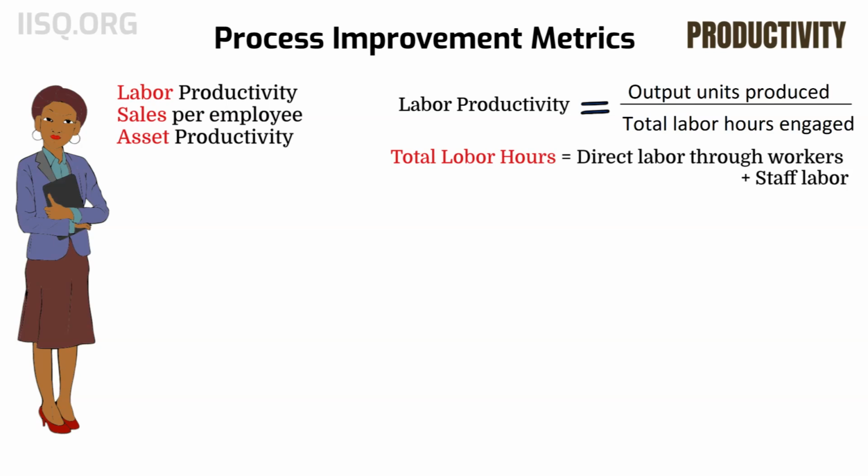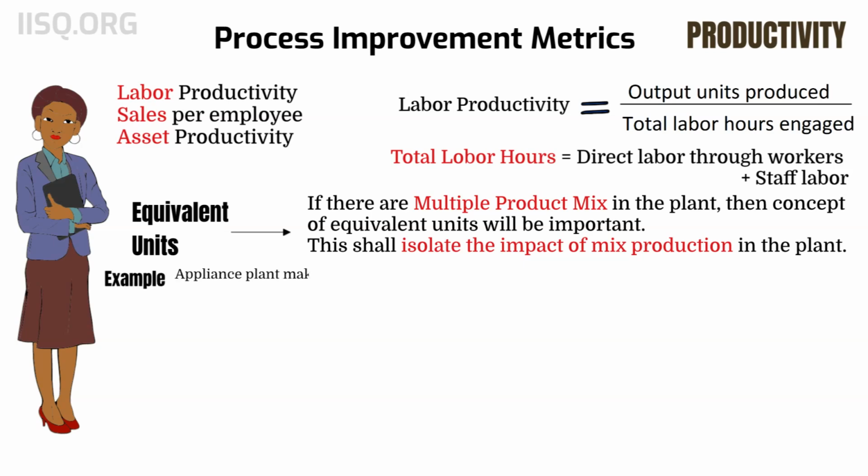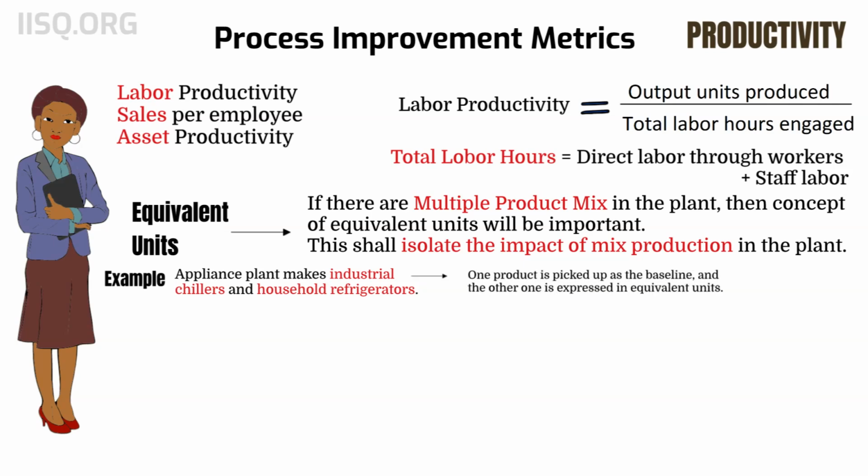In this context, the concept of equivalent units must be understood. If there are multiple product mixes in the plant, then the concept of equivalent units will be important. This shall isolate the impact of mixed production in the plant. Let us take an example. Imagine an appliance plant makes both industrial chillers and household refrigerators.